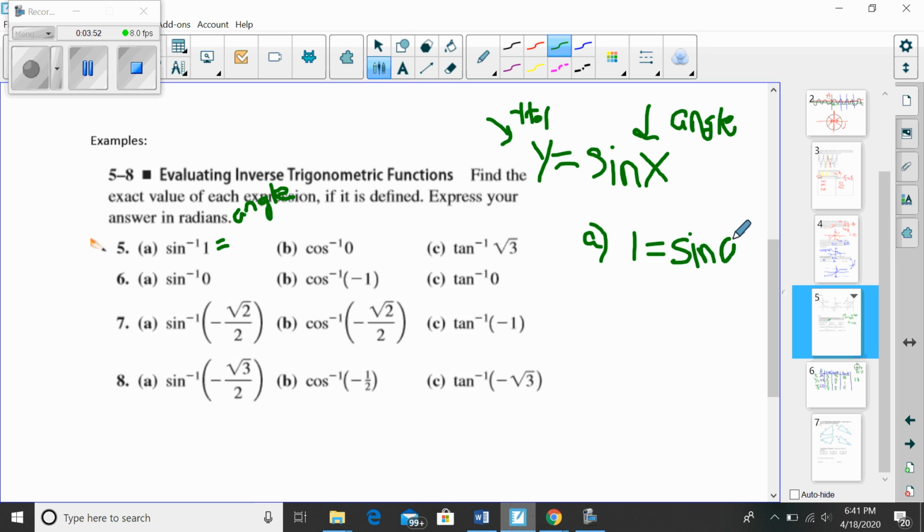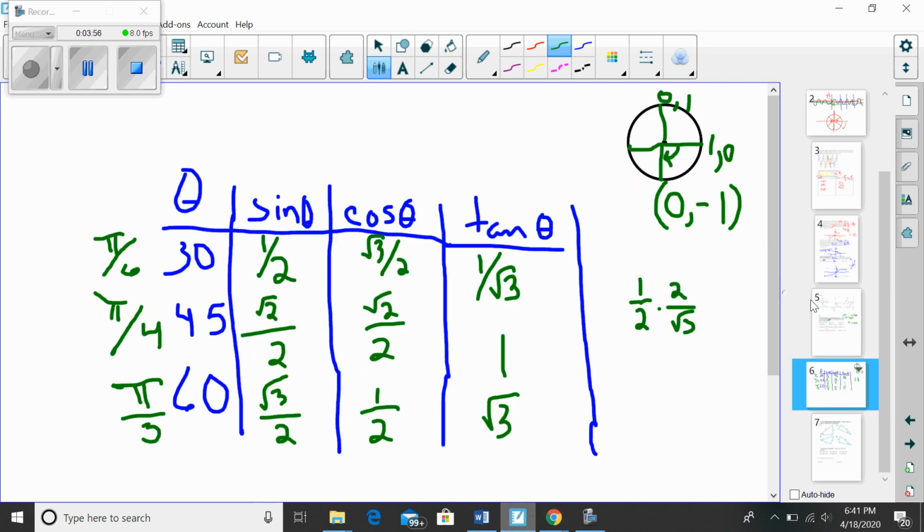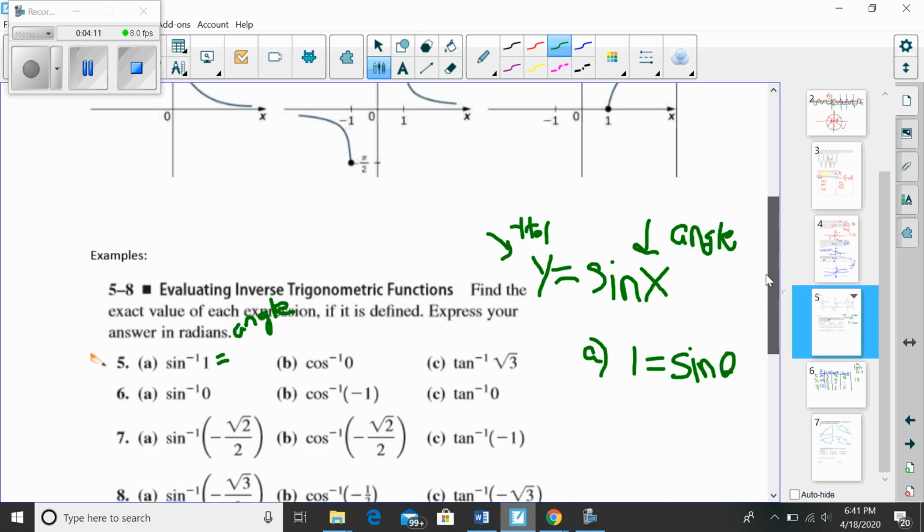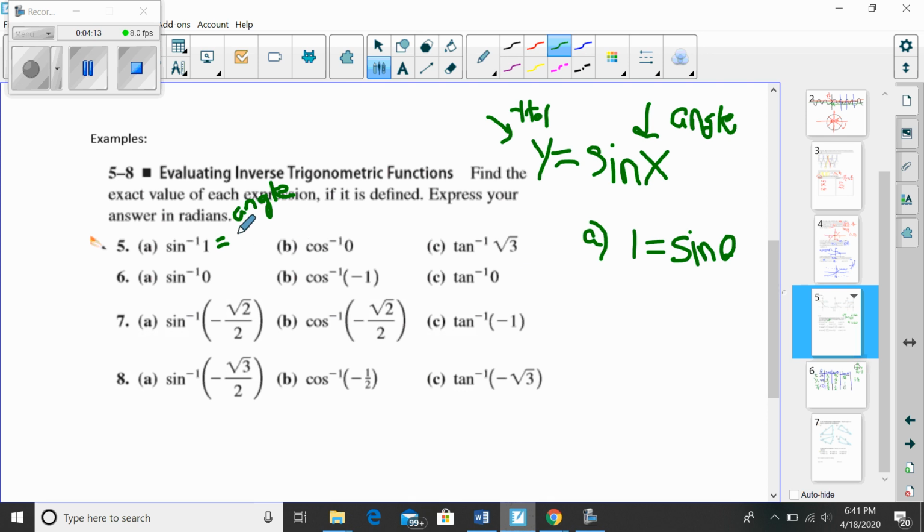And I hope you recognize that that's a quadrantal angle. All right, and if you need to refer to the unit circle, you can. So when is sine, which is y, 1? Right, y is 1 here. The angle here is pi over 2. All right, so that would be pi over 2.